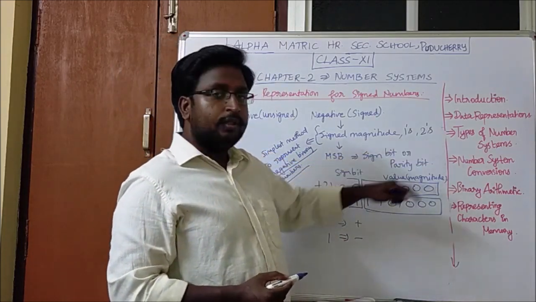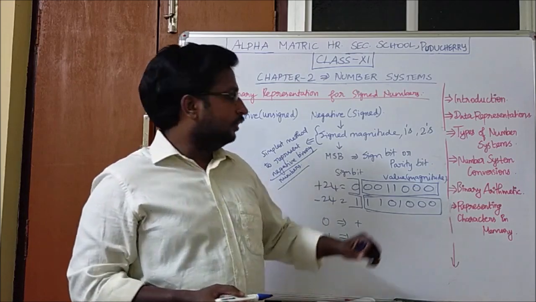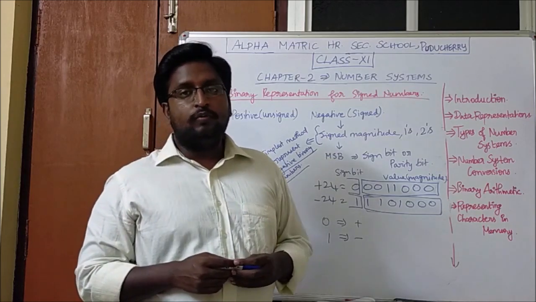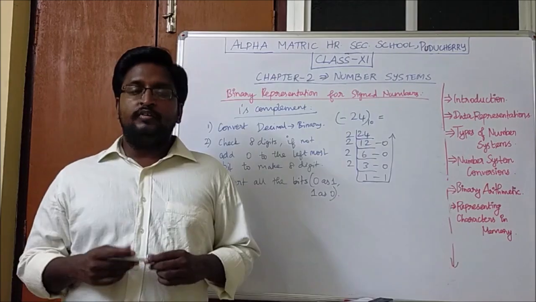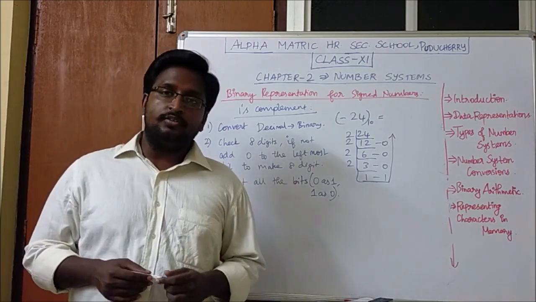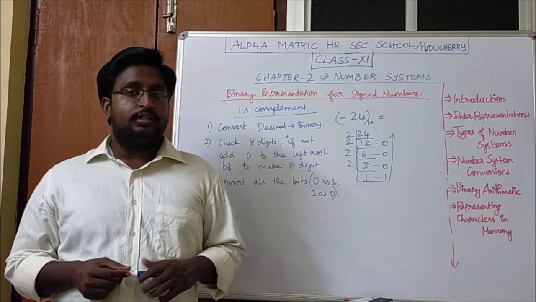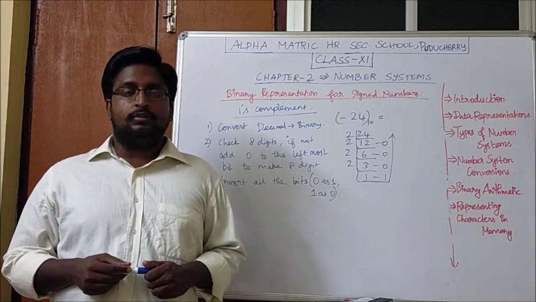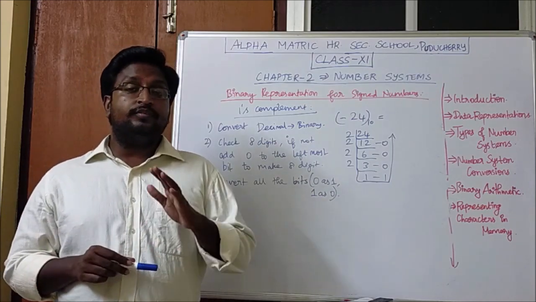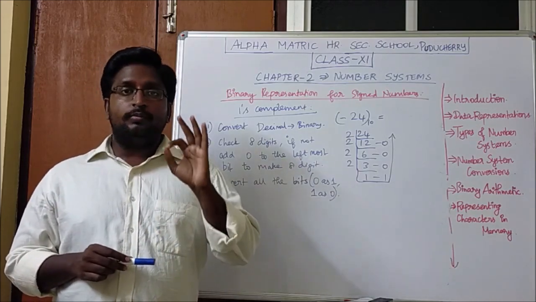In ones complement and twos complement, we will see how to convert the positive binary to negative, and how we arrive at this negative binary digit. So now let us see the steps to be followed for ones complement and twos complement. First, we will see the ones complement procedure. Ones complement and twos complement are mainly for negative numbers, that is signed numbers, not for unsigned numbers, that is positive numbers. Keep that in mind. For positive numbers, we can't find the ones complement and twos complement. Only for negative numbers can we find ones complement and twos complement.